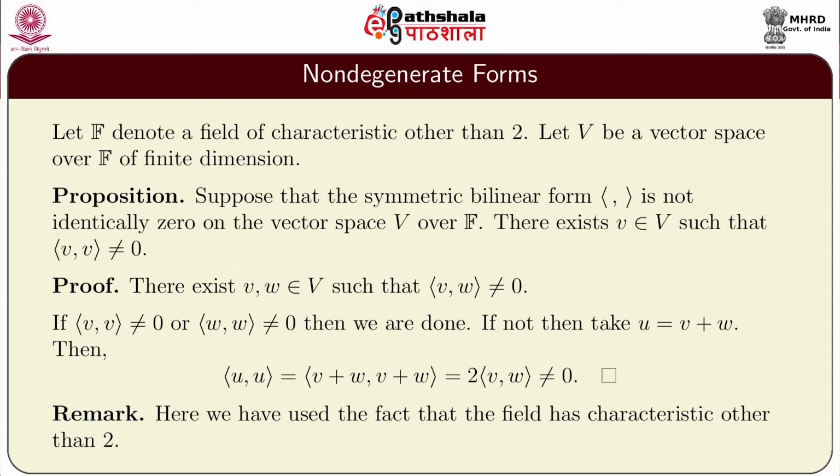And here we have used the fact that the field has characteristic other than 2, because otherwise 2 will be equal to 0, and we cannot arrive at this result. Moreover, when we arrived at this expression that inner product v plus w comma v plus w is 2 times inner product v comma w, we have also used the symmetry here.